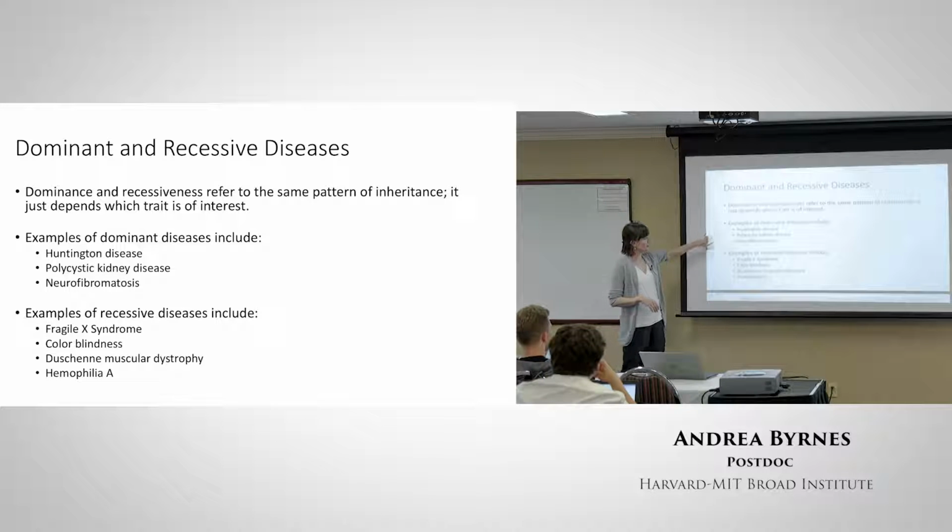So we had some examples of dominant diseases. There are a lot more recessive diseases. Fragile X syndrome is definitely in this category. Color blindness, Duchenne muscular dystrophy follows this pattern, as does hemophilia A. There are several different types of hemophilia.